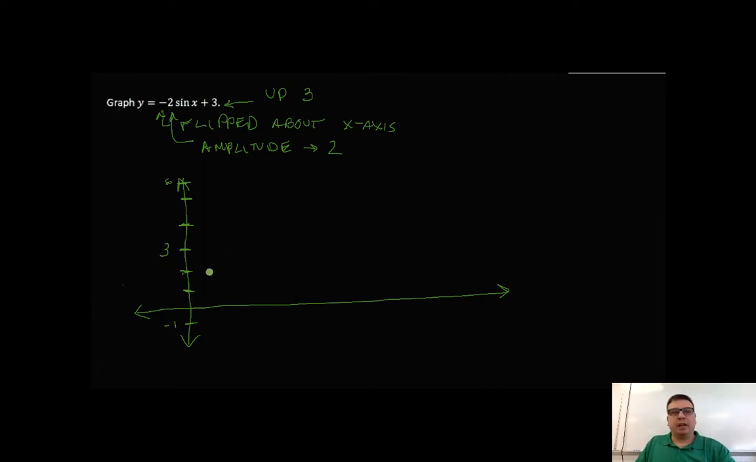All right, so now the up 3. What the up 3 does is take the entire graph and bump it up 3. So that means the midline, which used to be on the x-axis out here, is now going to be at 3. So I'm going to draw a dashed line. The reason I do dashed is because it is not part of the graph. It's a guideline for me.